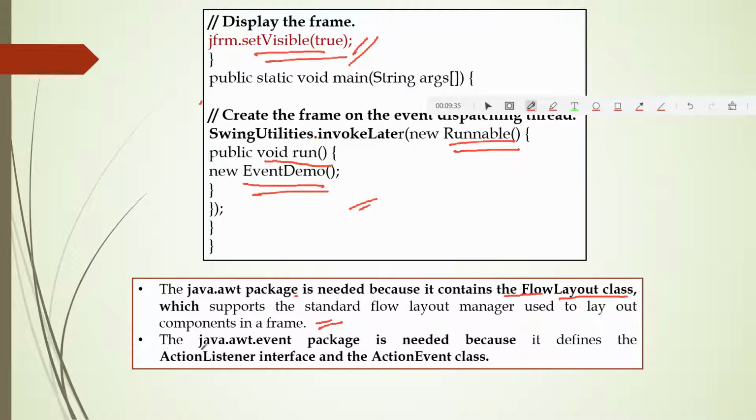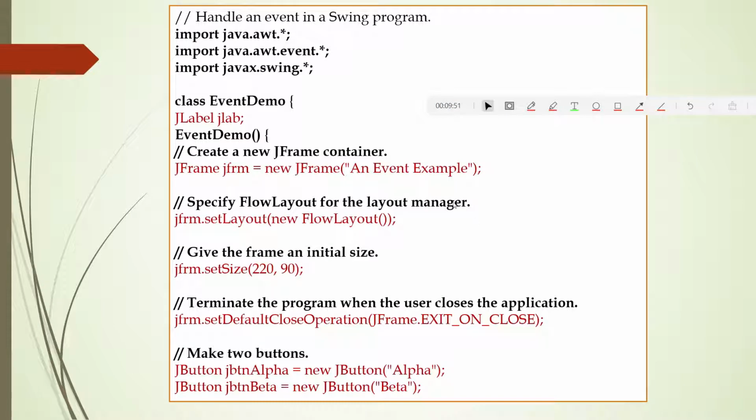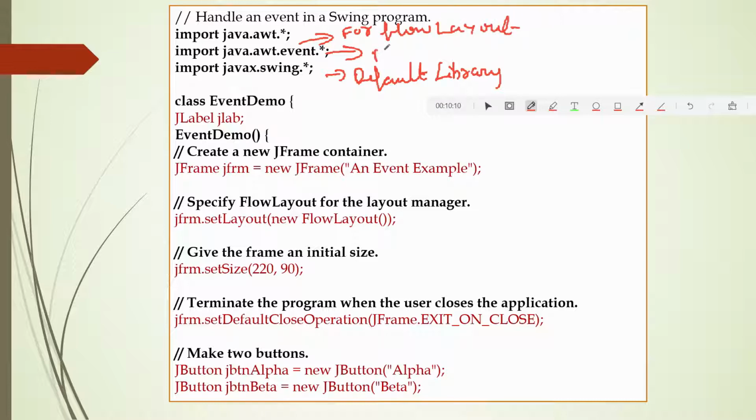One more thing: the java.awt.event package is needed because it defines the ActionListener interface and the ActionEvent class. These two are about the library, students. If you go to the library, this is our default library. This is used for flow layout, and this is used for action listener.